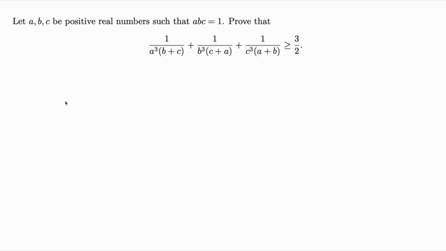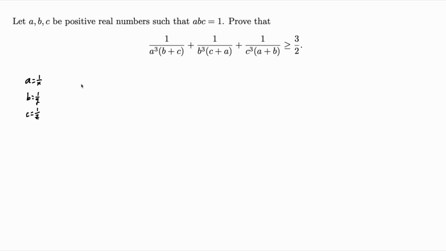So first, what he or she did is, or what we can do is mirror this. What I mean by mirroring is let a equals 1 over x, and b equals 1 over y, and c equals 1 over z. Can you see this? Okay.